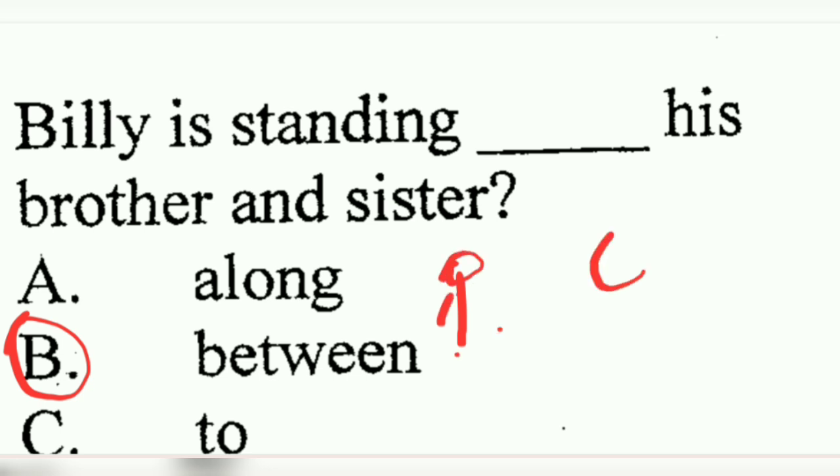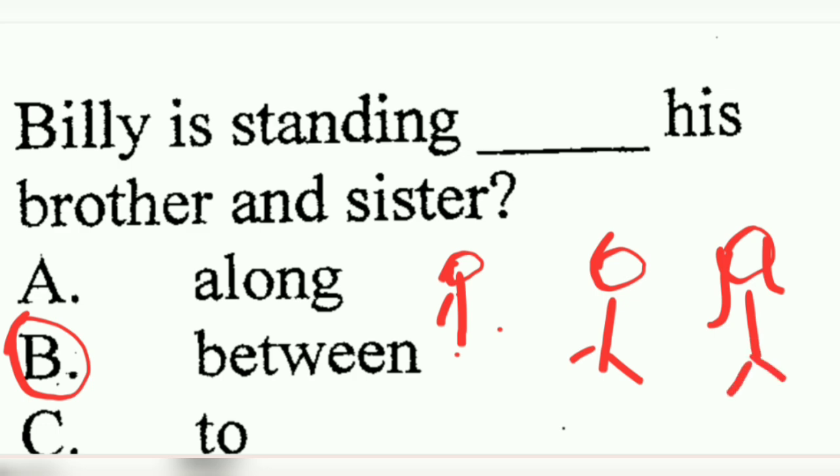Alright, then Billy would be between them, and you have his sister here. Now the sister, they could be on either side. So he's standing between his brother and sister.